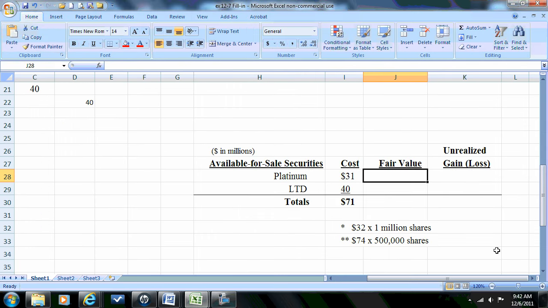Now at the end of the year, we need to make a fair value adjustment for those securities that we still own. We still own the two stocks, Platinum and LTD. We no longer have the Zenith bonds because we sold them the day after the interest payment. We're due no interest on those bonds, so we don't need to accrue any interest. So we're going to go ahead and determine the fair value adjustment for our two investments.